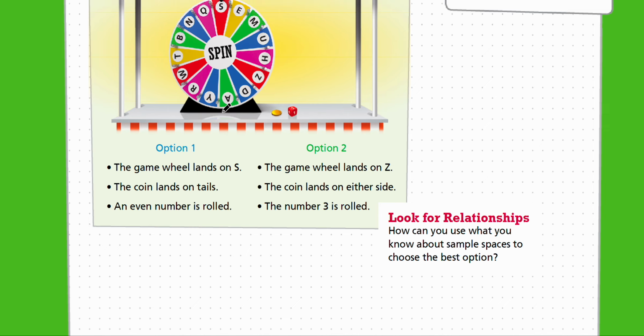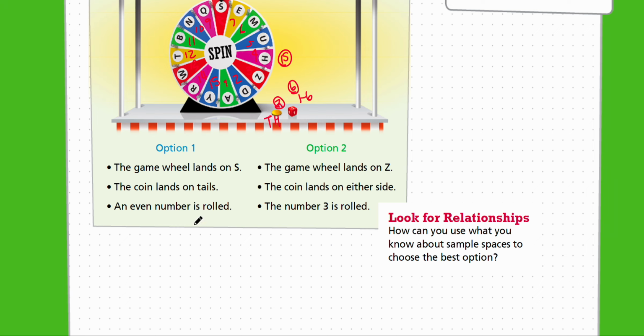Option 1, out of all these letters, how many letters do we have? They're not in alphabetical order, so we want to count them. 1, 2, 3, 4, 5, 6, 7, 8, 9, 10, 11, 12, 13, 14, 15. We have 15 different letters, and then 2 different outcomes for the coin, head or tail, right? And then 1 through 6, so 6 different outcomes. So 15 different outcomes and 2 different outcomes and 6 different outcomes, and if you multiply them, that would be the total number of outcomes we have.